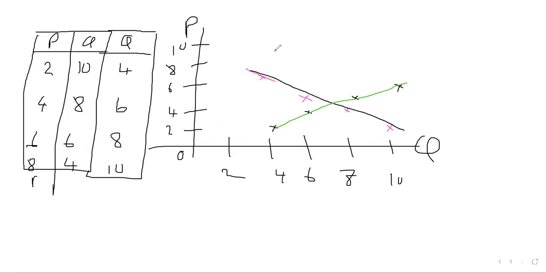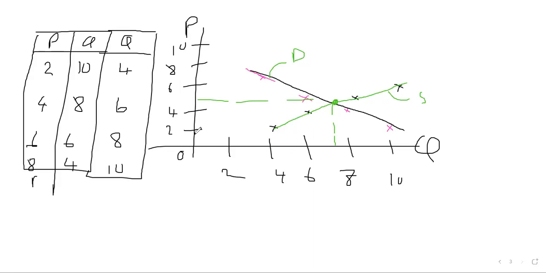All right, so this is our demand, and this is our supply. Where they meet, it's called the equilibrium. So this is how you plot the schedules. This is how they look like. So it is also important that you know how to draw these curves.